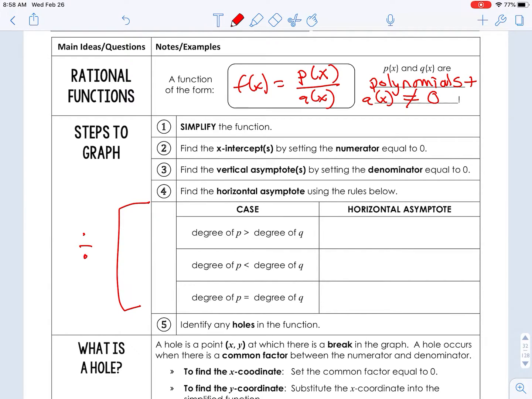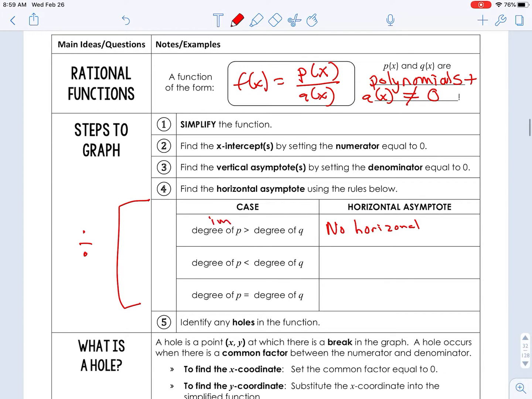So if P is greater than Q, we determined that there's no horizontal asymptote, okay? So this is where you had like a slant. So there might be a slant if it's 1 bigger, a parabola if it's 2 bigger. So these were our improper cases, okay? And you would divide and you would get the slant asymptote or whatever.